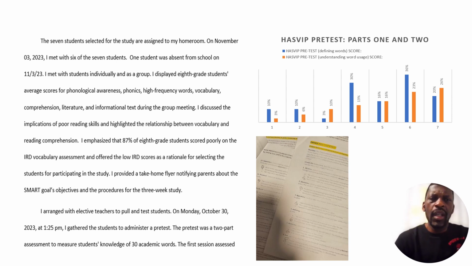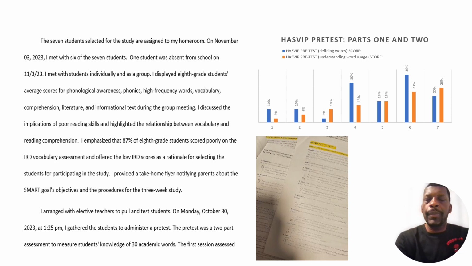Implementation. Implementation felt official. The scholar practitioner began by selecting 7 students for the study. The students were selected according to iReady diagnostic vocabulary scores. After providing the participants with an overview of the HASVIP vocabulary intervention, the scholar practitioner administered a HASVIP pretest.